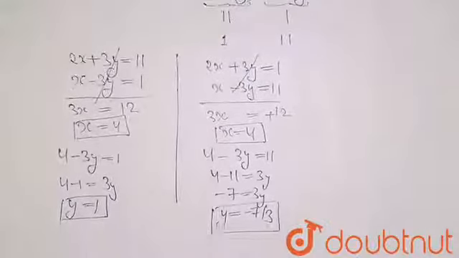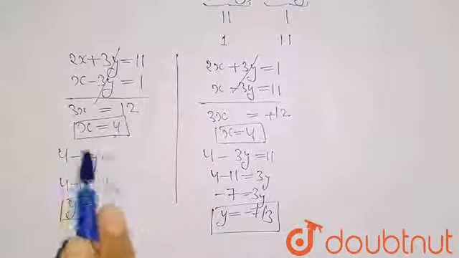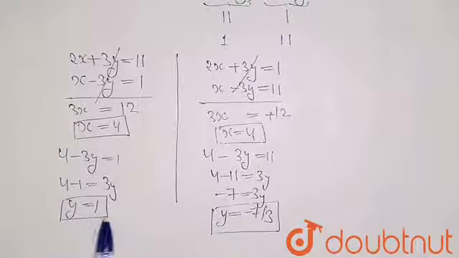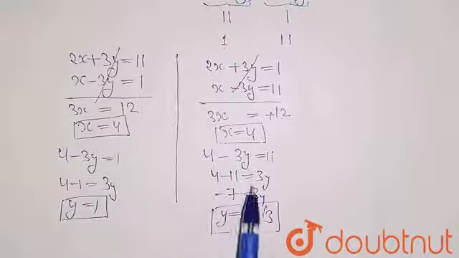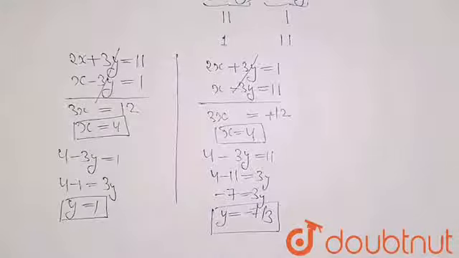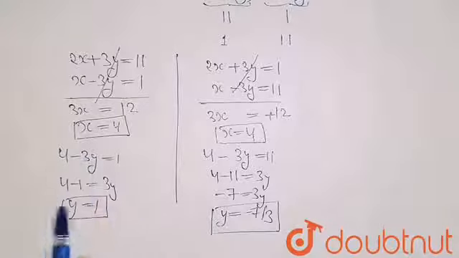So here I am getting my value of x equals 4 and y equals 1, and here I am getting x equals 4, but this value of y is opposite sign of x, which is minus 7 by 3. It means the sign is opposite, it is coming negative. So I will consider this root.